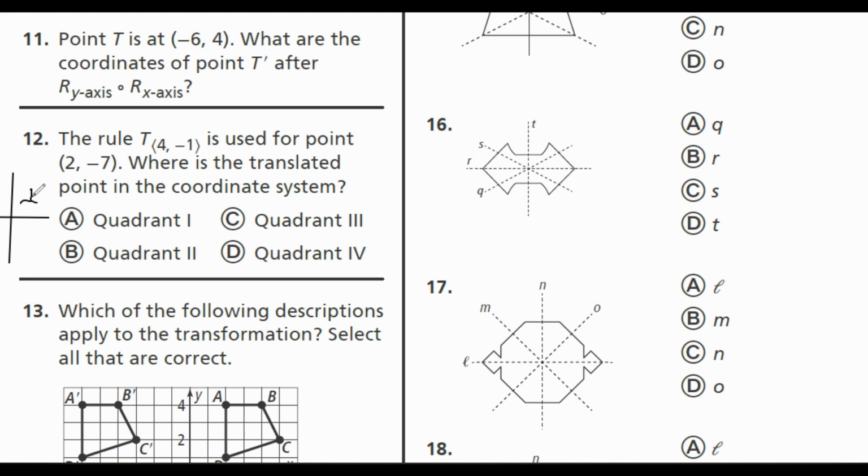So remember, quadrant 1 is in the top right. That's where everything is positive, positive. Quadrant 2 is when you have negative, positive. Quadrant 3 is negative, negative. And quadrant 4 is positive, negative. Now, I did all that just because some of us might not remember 1, 2, 3, 4, but we can see the positive, negative combination, or the positive, positive, or the negative, negative combination.